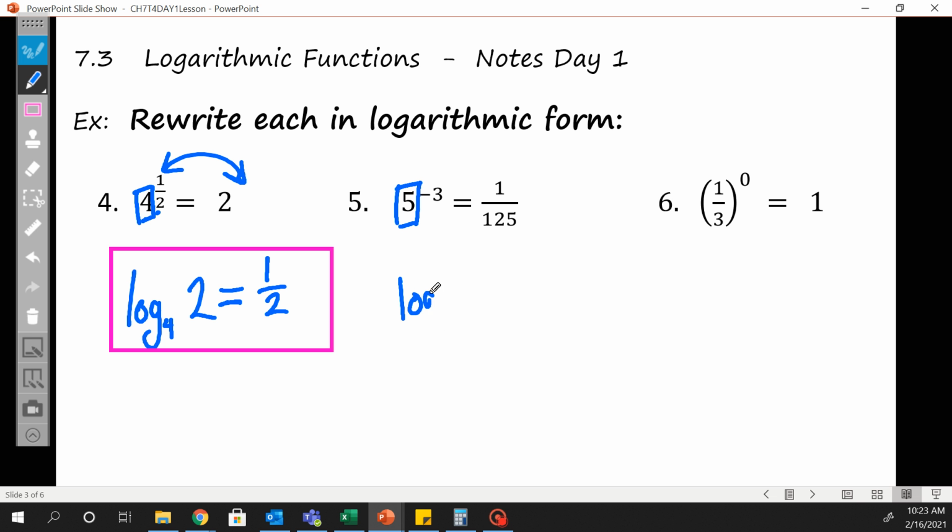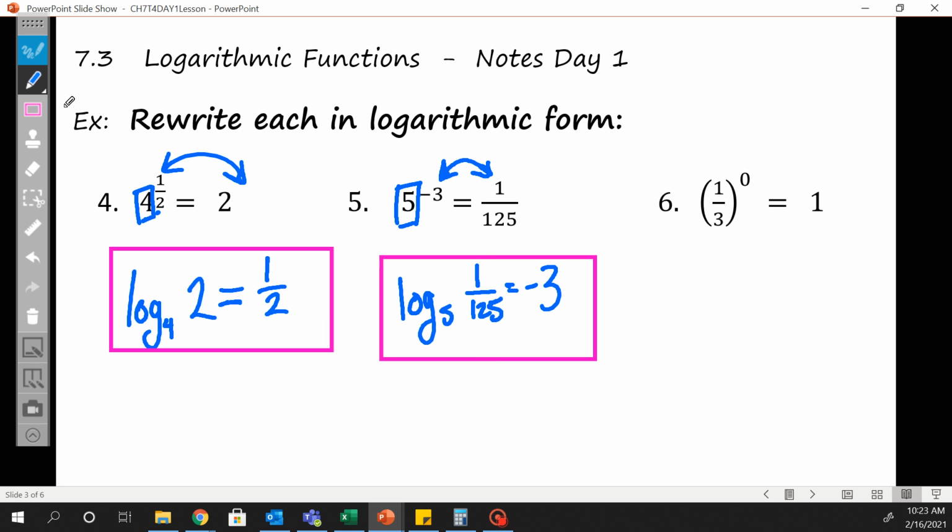So for this one, the base of the log is 5, except now these two should be switched. So 5 raised to what power is 1 over 125? 5 raised to the negative third power is 1 over 125.